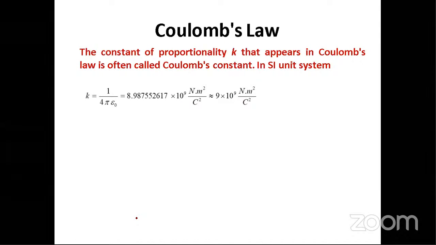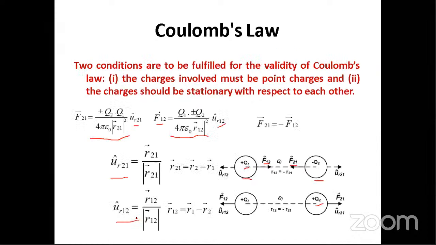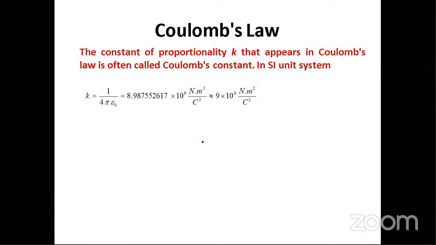The constant of proportionality K, which appears in this case, is 1 by 4 pi epsilon 0. All of you know the formula of epsilon 0? Sorry, what is the value of epsilon 0?